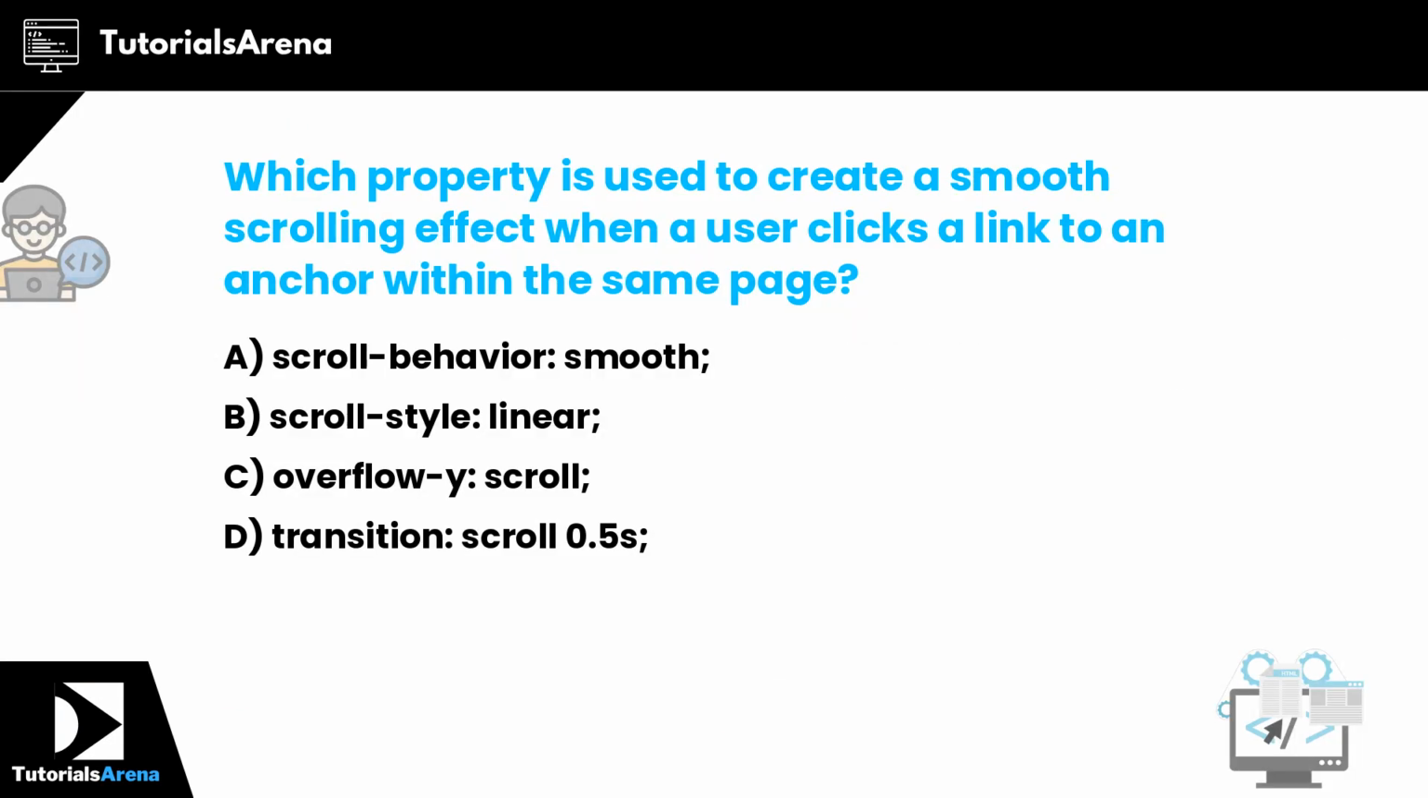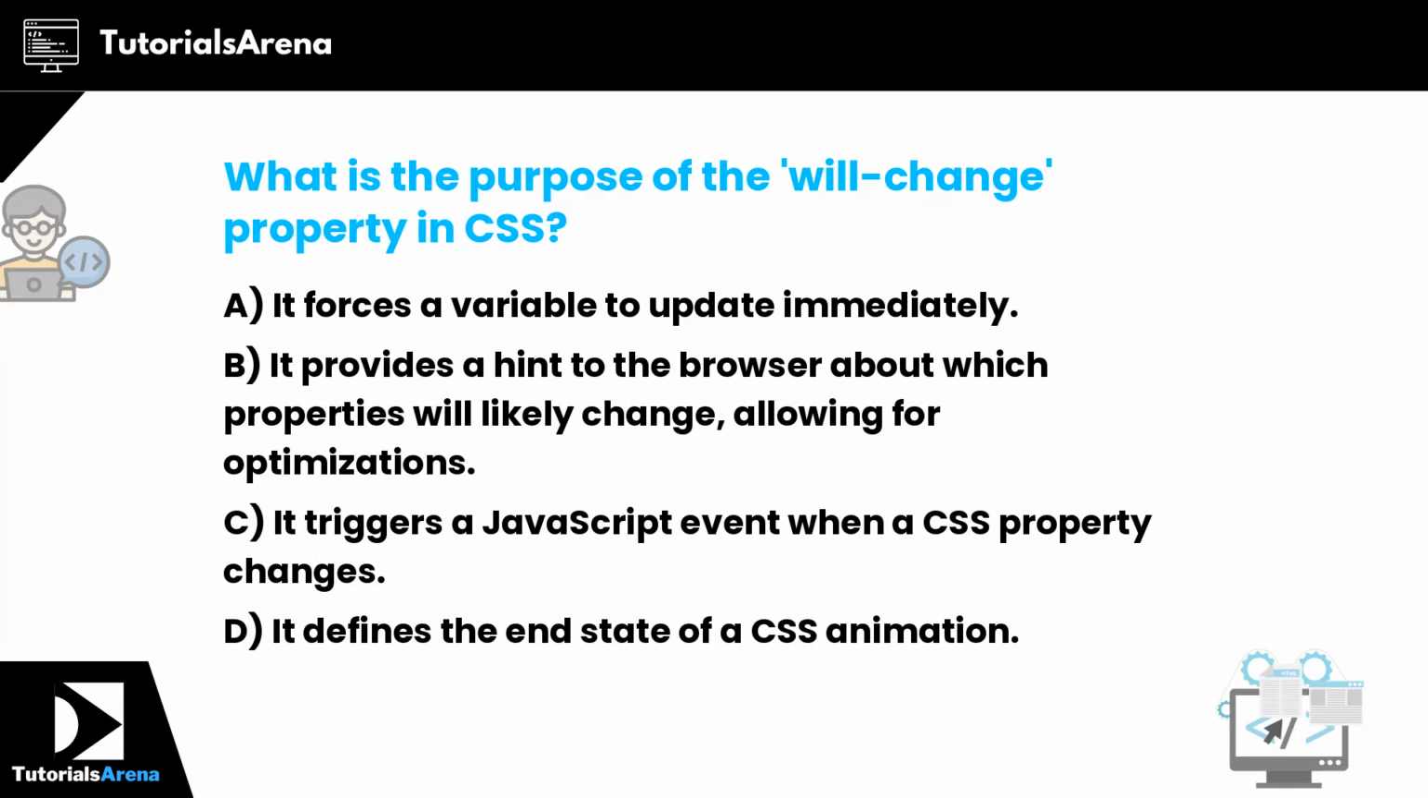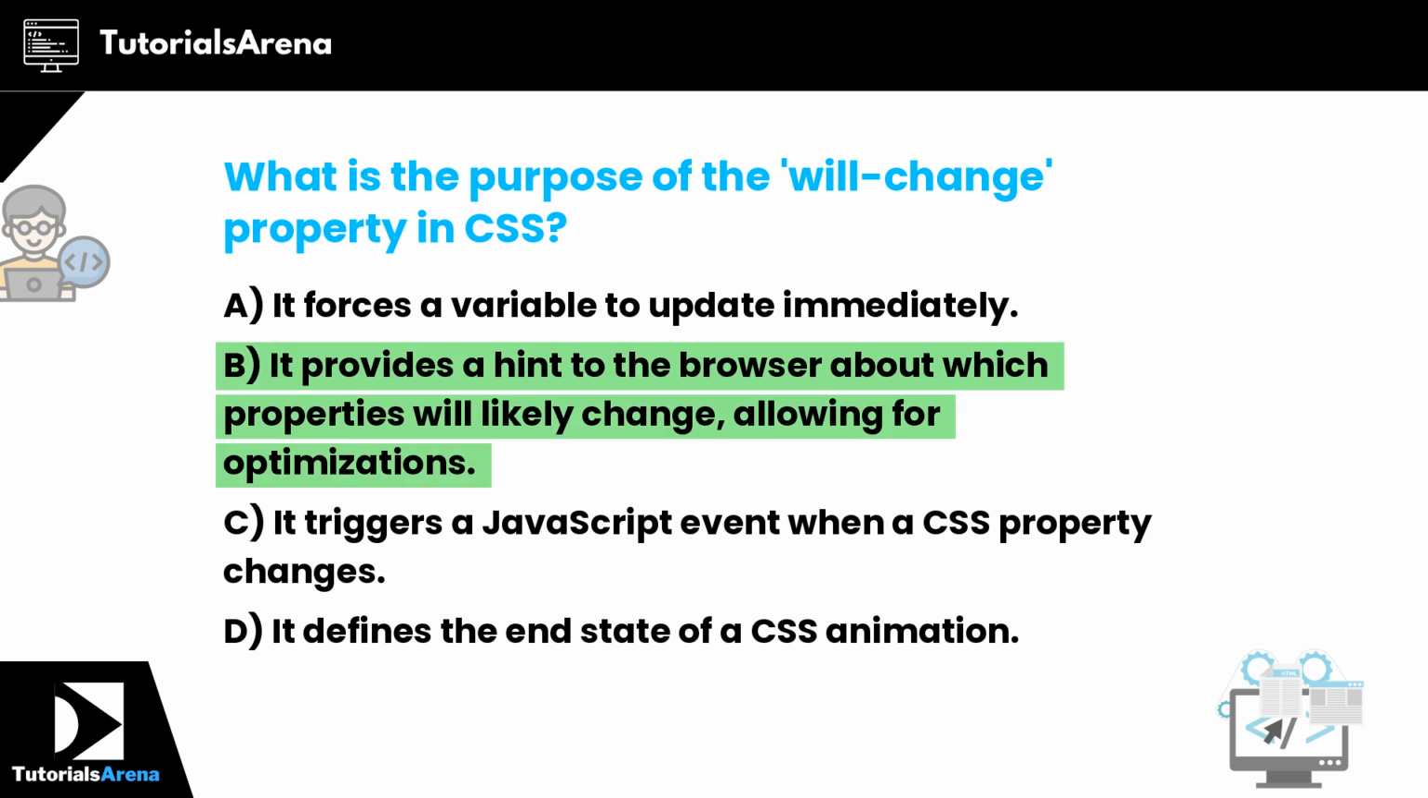Which property is used to create a smooth scrolling effect when a user clicks a link to an anchor within the same page? The correct answer is option A, scroll-behavior: smooth. What is the purpose of the will-change property in CSS? The correct answer is option B. It provides a hint to the browser about which properties will likely change, allowing for optimizations.